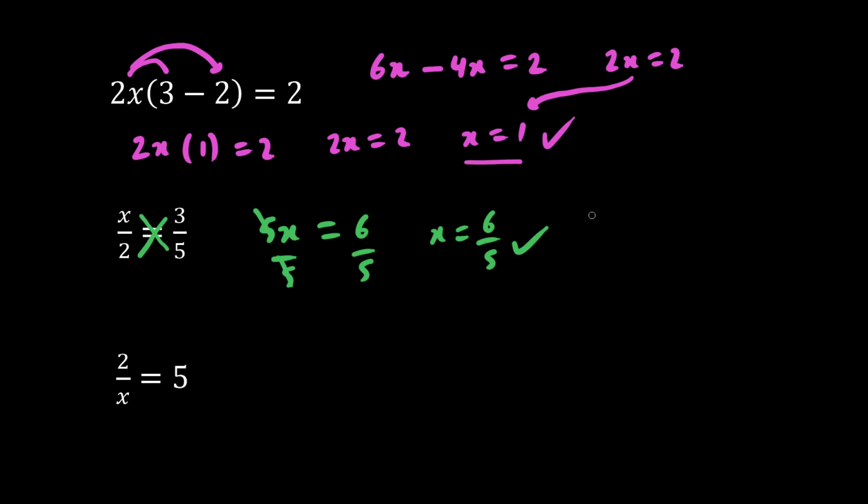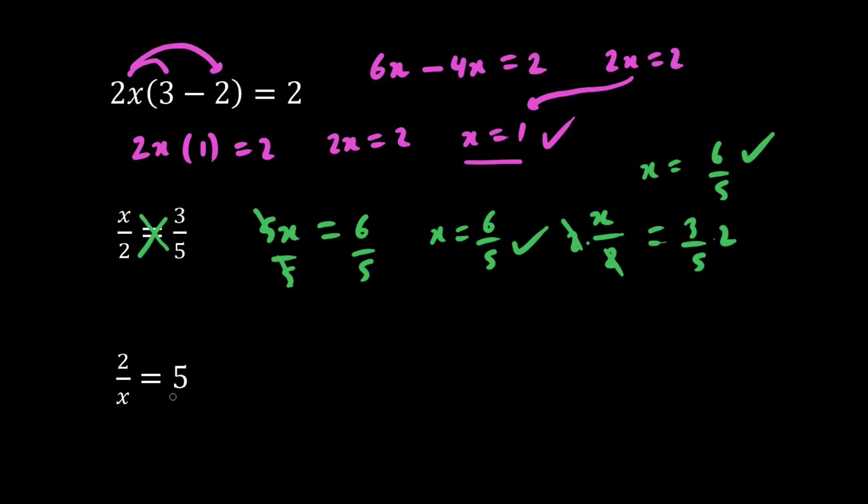Another way to do the same question is to multiply both sides by 2. So when we multiply by 2, these 2's cancel on the numerator and denominator. So x equals 3 times 2, which is 6 over 5. Same answer.